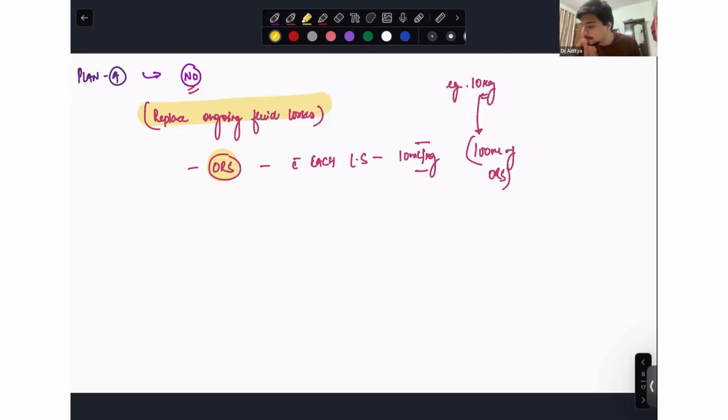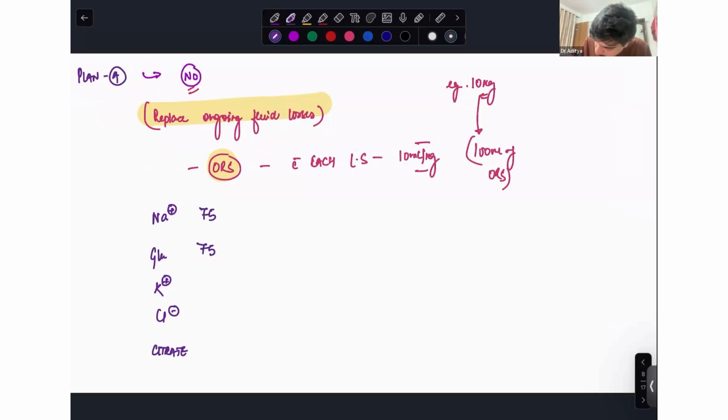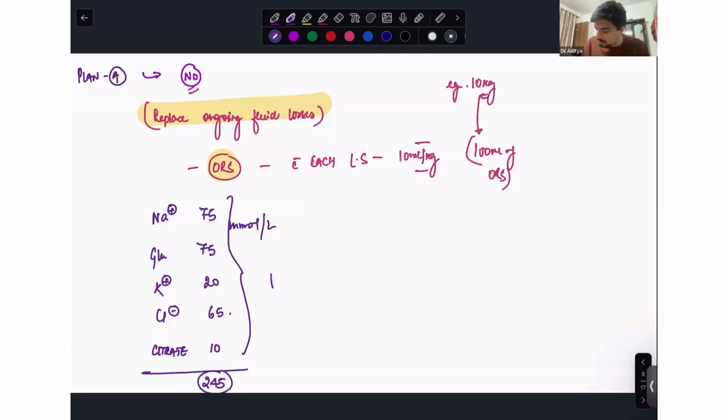A little bit about this ORS. It is made up of sodium, glucose, potassium, chloride, and citrate. Sodium and glucose are equal, both 75 millimole per liter. Potassium is 20, chloride is 65, citrate is 10. If you add it all up, the total osmolality will be 245.